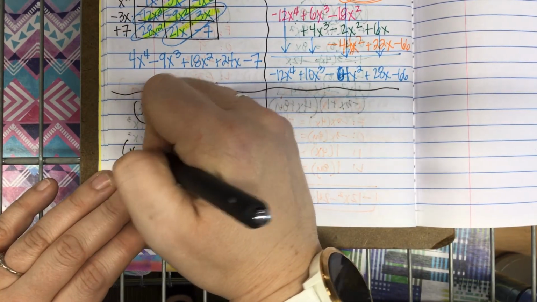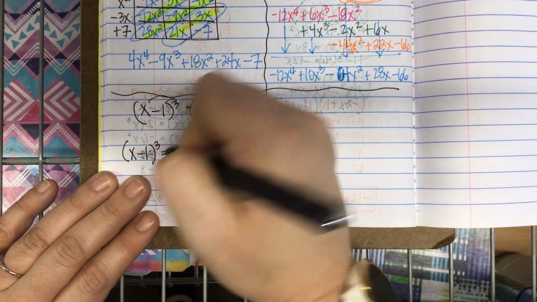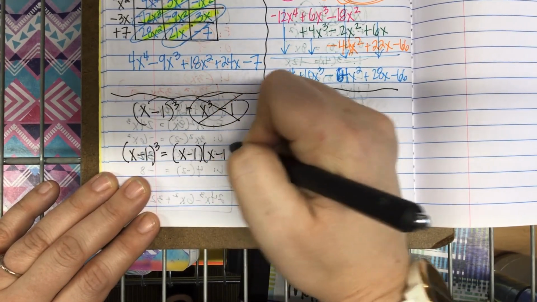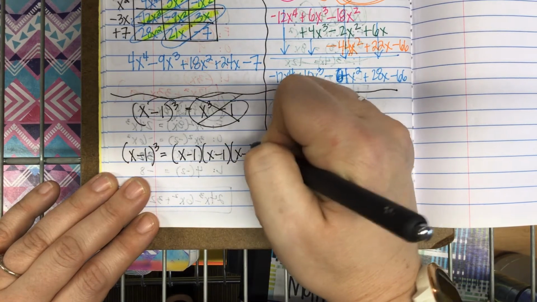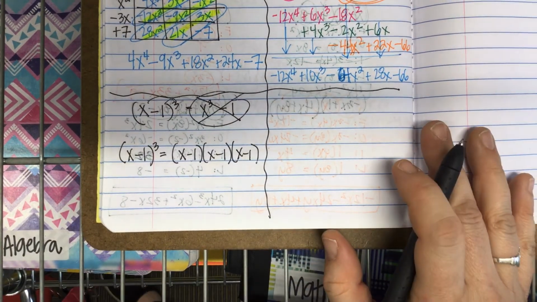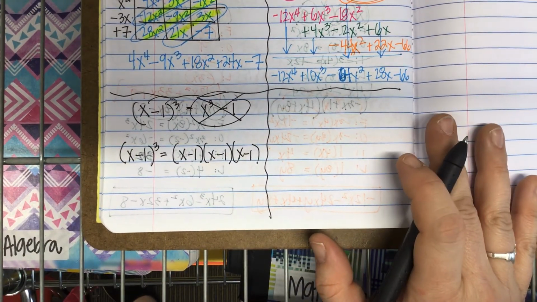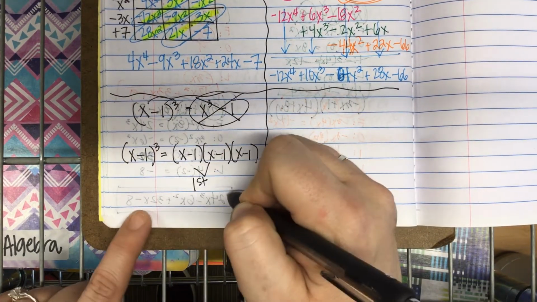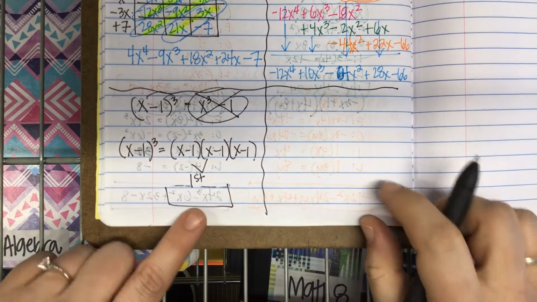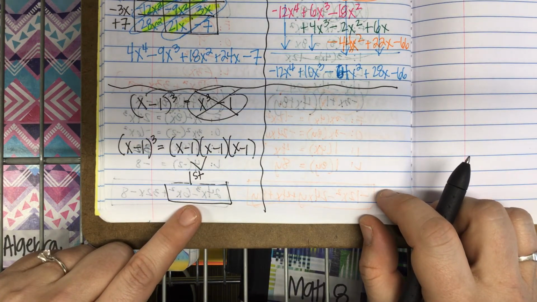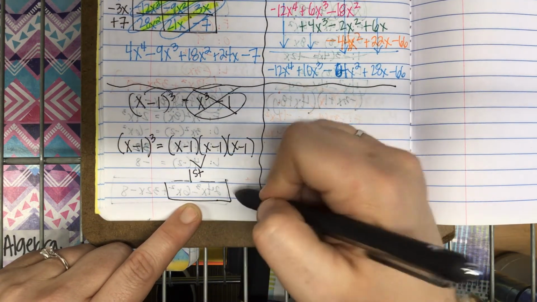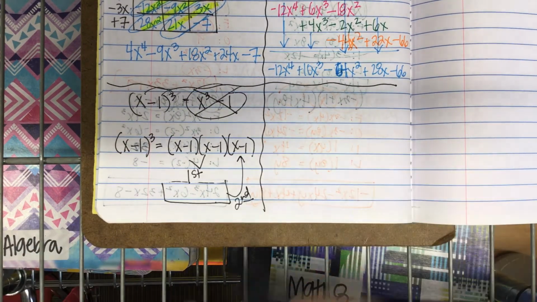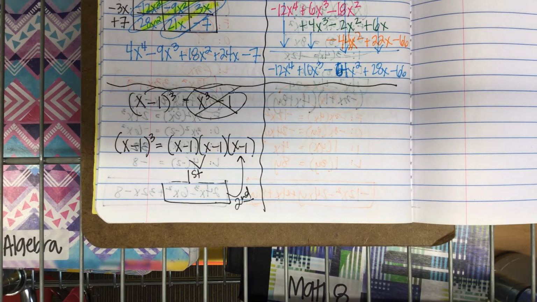Because x minus 1 to the third really means x minus 1, x minus 1, and x minus 1. And we cannot do 3 at a time. You have to do 2 problems. You have to do this problem first and get an answer. Then you take that answer and multiply it by the third binomial.